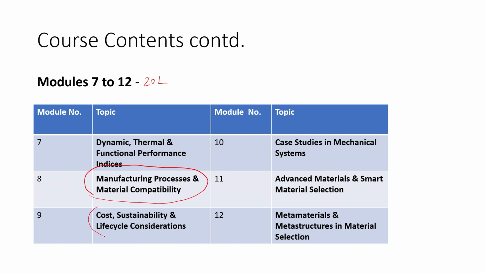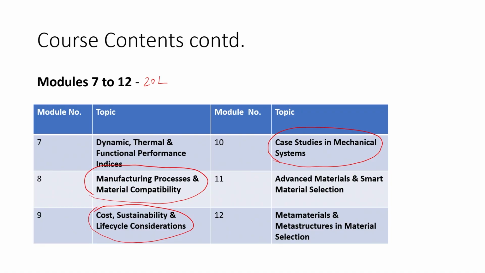Then I will talk about cost, sustainability, life cycle consideration, and then we will concentrate on case studies in different mechanical systems. I will first start with some traditional mechanical systems, conventional systems such as say automobiles or similar transport systems, or certain systems like a thermal system, or something like an energy harvesting system, or something like a wind turbine blade. So, this type of cases we will first study, and then we will come to advanced materials like smart material. How do we select them?